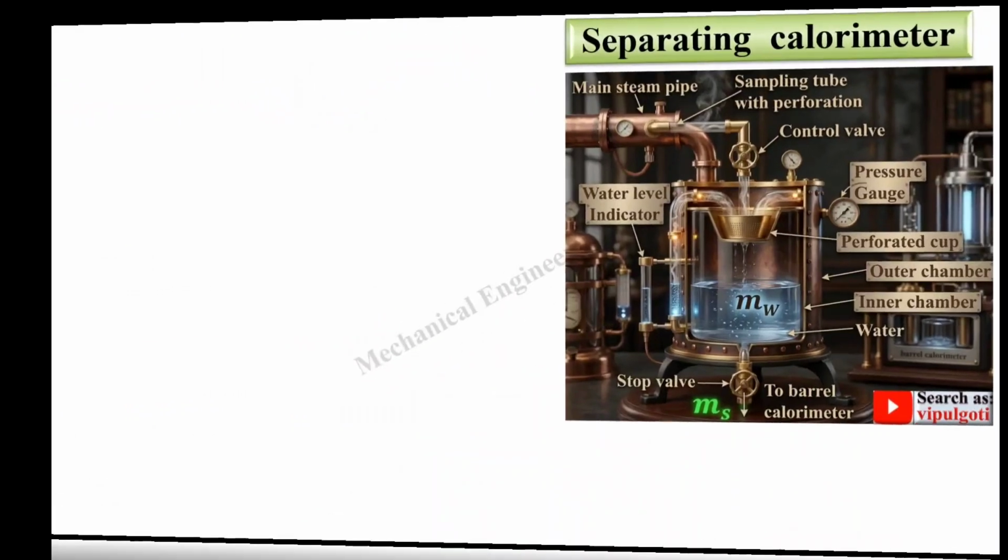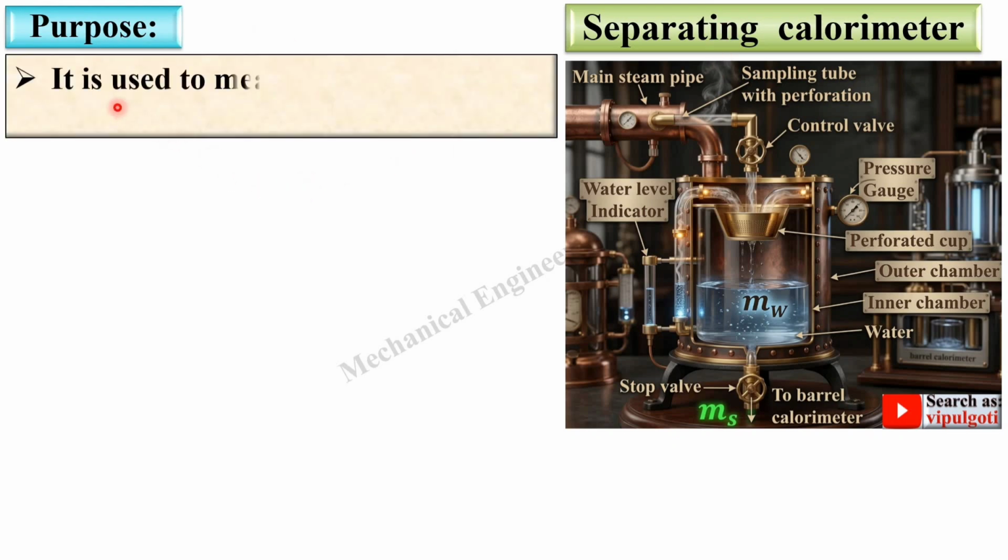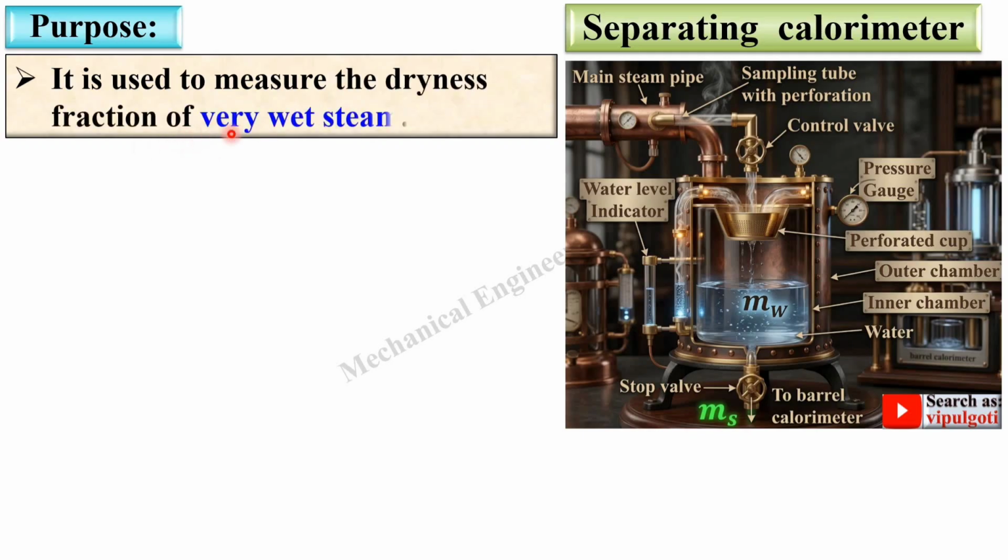So let's see, first of all, the purpose of the separating calorimeter. It is used to measure the dryness fraction of very wet steam. In the previous video, we discussed that the barrel calorimeter is used to measure the dryness fraction of moderately wet steam, and the separating calorimeter is suitable for very wet steam.